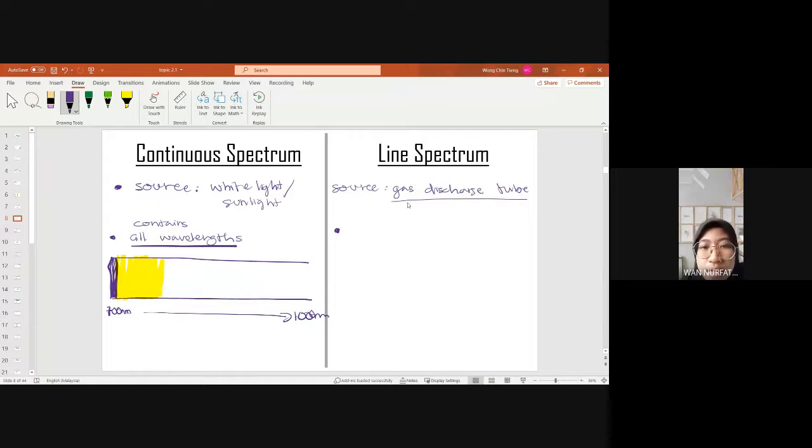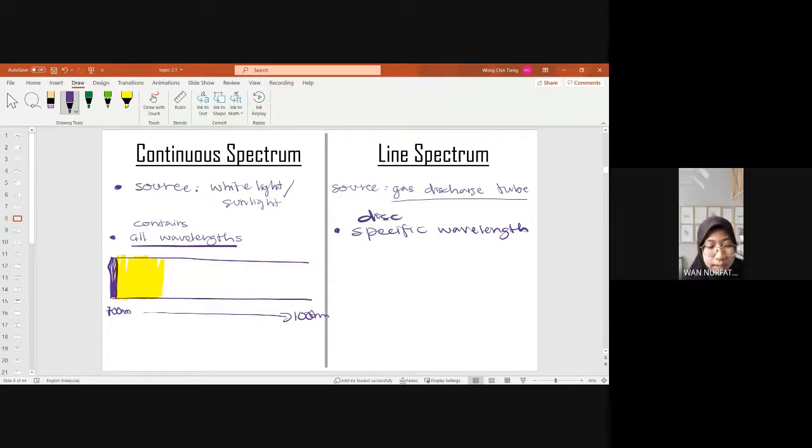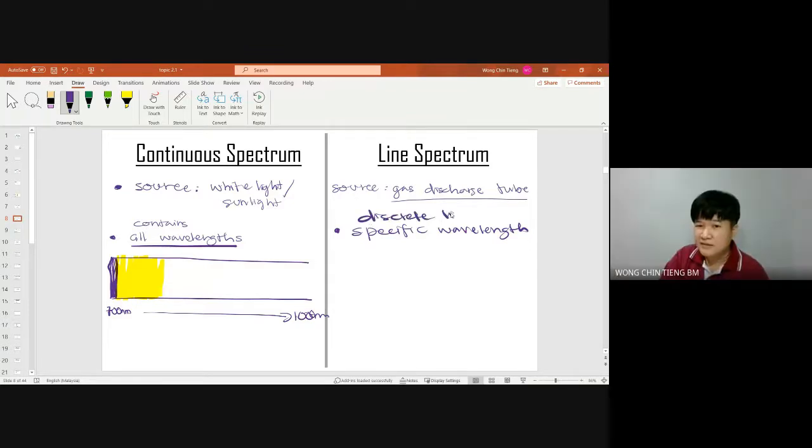Specific wavelength. Satu lagi, dua lagi perkataan. Discrete line separated by discrete line. Ayat macam biasa baca sendiri. Discrete line that has specific wavelength. In other words, your line spectrum.